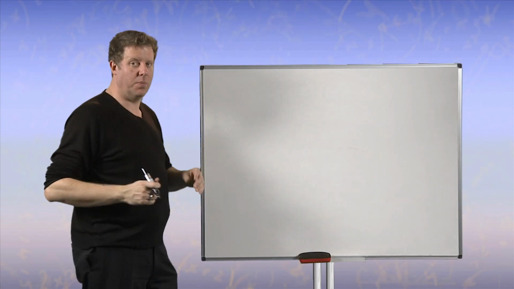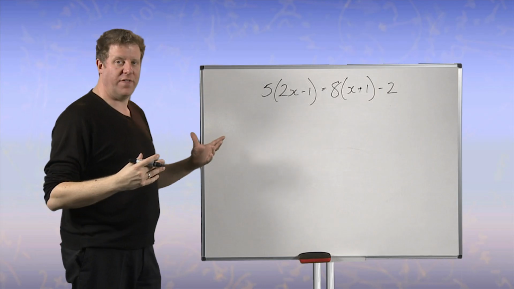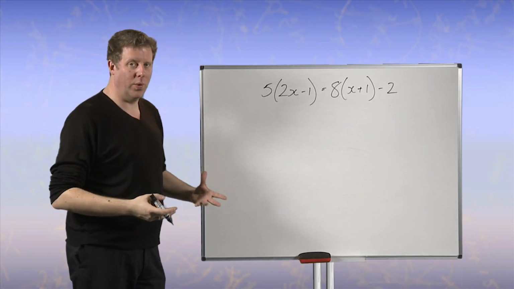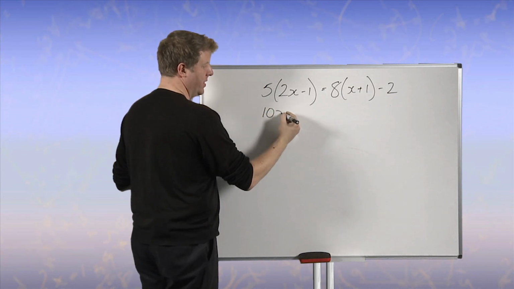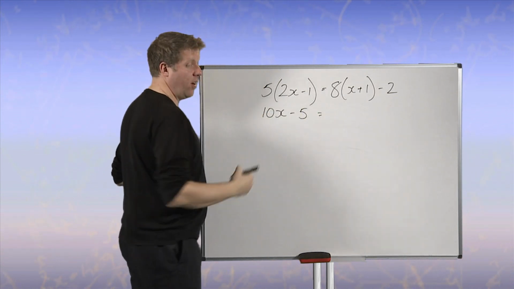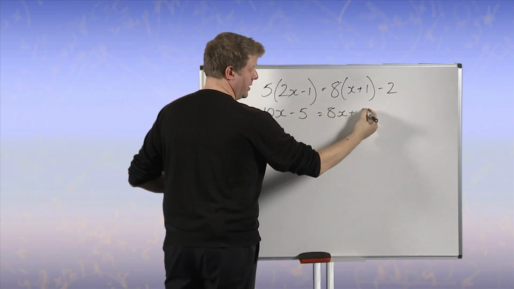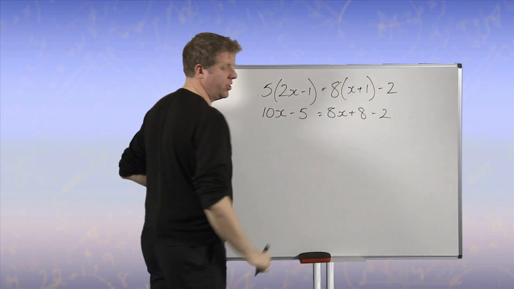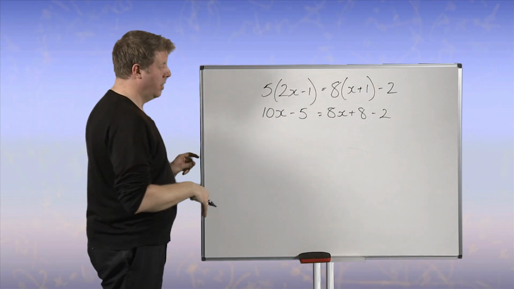Okay, so our final example is going to be this one. 5 lots of 2x minus 1 equals 8 lots of x plus 1 minus 2. So we've got quite a few things going on in this question, but remember the first thing we've always got to do is to multiply out those brackets. So our left-hand side will give us 10x minus 5 when I've multiplied it out. Right-hand side, that's going to give me 8x plus 8. And don't forget this minus 2 that we had there, because that's going to be used now when we simplify and collect our like terms together.